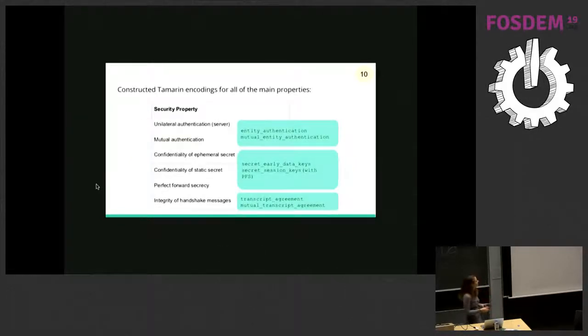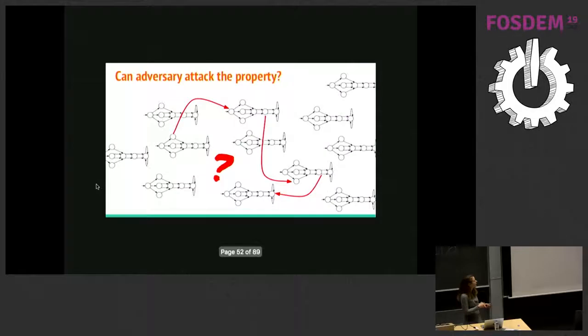So we wrote Tamarin encodings for all of these properties, and that's what they looked like. But how did we go about proving them? And remember, we're actually in this world. It's not like we're only looking at one of these state machines. Tamarin reasons about an unbounded number of sessions, so the adversary can actually use data from any of these sessions to corrupt your test session.